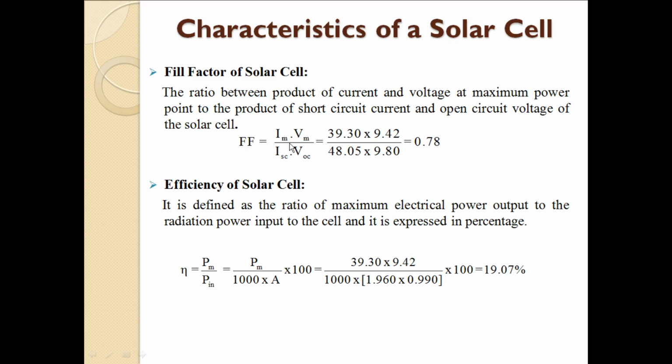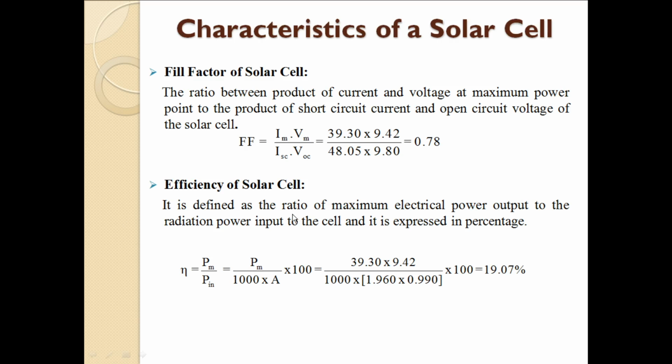So for this particular solar panel, we are getting the maximum voltage of 39.30 and maximum current of 9.42, short circuit current of 9.80 and open circuit voltage of 48.08. Just by doing this calculation, we are getting the answer of 0.78. We just multiply by 100, and we get 78% as the fill factor for the solar cell that we were considering for the installation of a solar project.